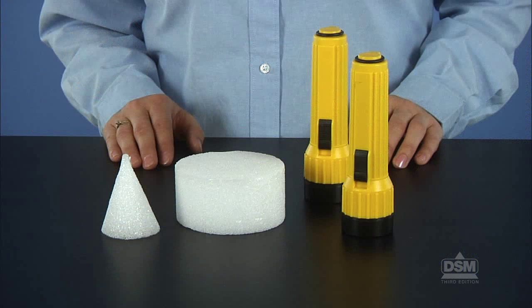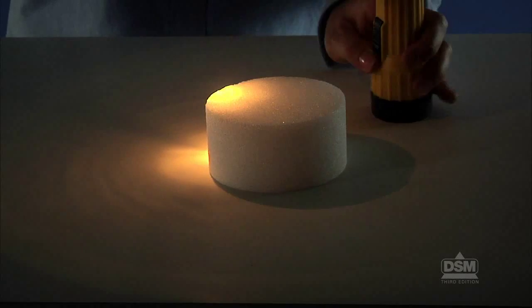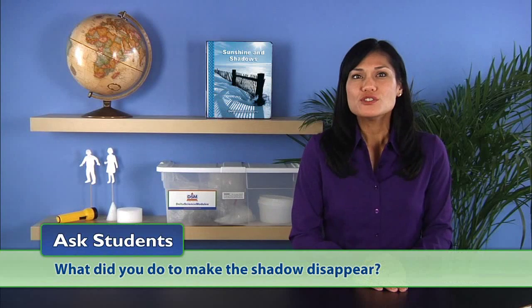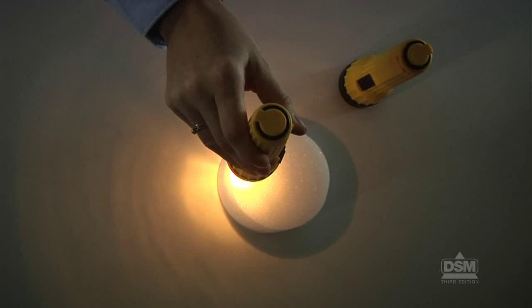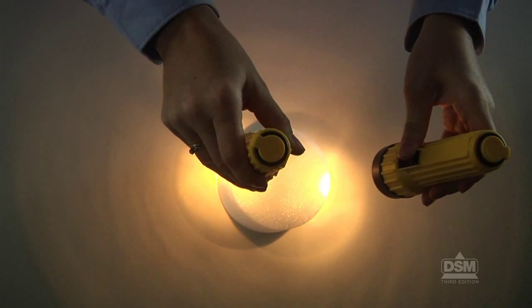Next, divide the class into teams of 4 and give each team 2 flashlights and either a cone or a disc. Ask teams to use 1 flashlight to make a shadow with their object, and challenge students to use the second flashlight to make the shadow disappear. Ask students, what did you do to make the shadow disappear? Students should have succeeded by making 1 flashlight shine on one side of the object and the other on the other side of the object.